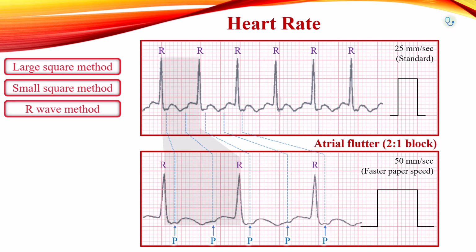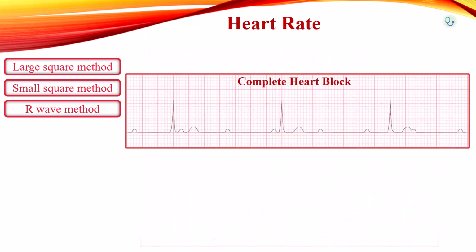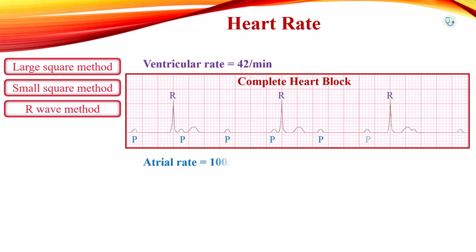In sinus rhythm, each P wave is followed by a QRS complex. Therefore, atrial rate and ventricular rate are the same. However, in some cases, for example, in complete heart block, atrial and ventricular rate are different. Calculate atrial and ventricular rates separately if they are different. Atrial rate can be calculated in exactly the same way as a ventricular rate, except you look at P waves instead of R waves.